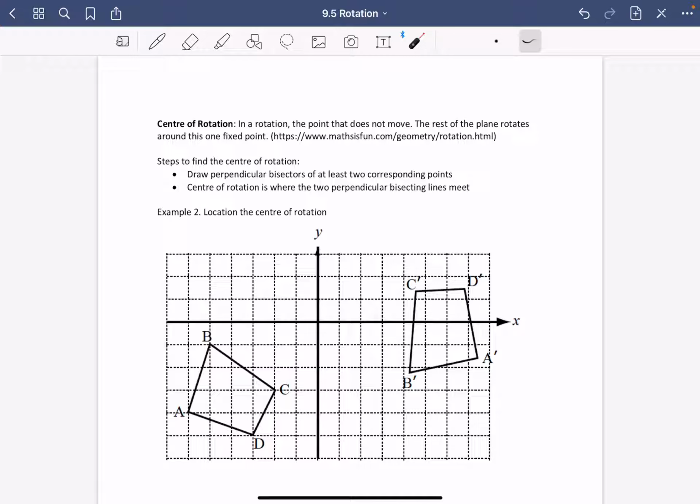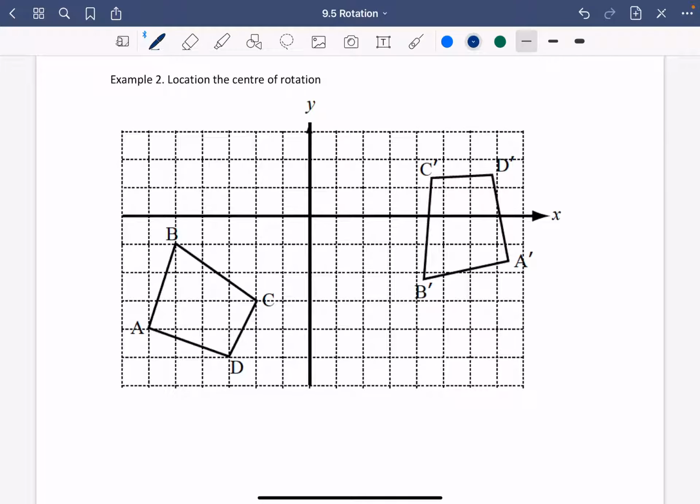There are two steps to do this. First step is draw a perpendicular bisector of at least two corresponding points. The second step is that the center of rotation is where these two perpendicular bisectors meet each other. Okay, so let's say, for example, if I choose C and C prime, these 2 points are corresponding points.